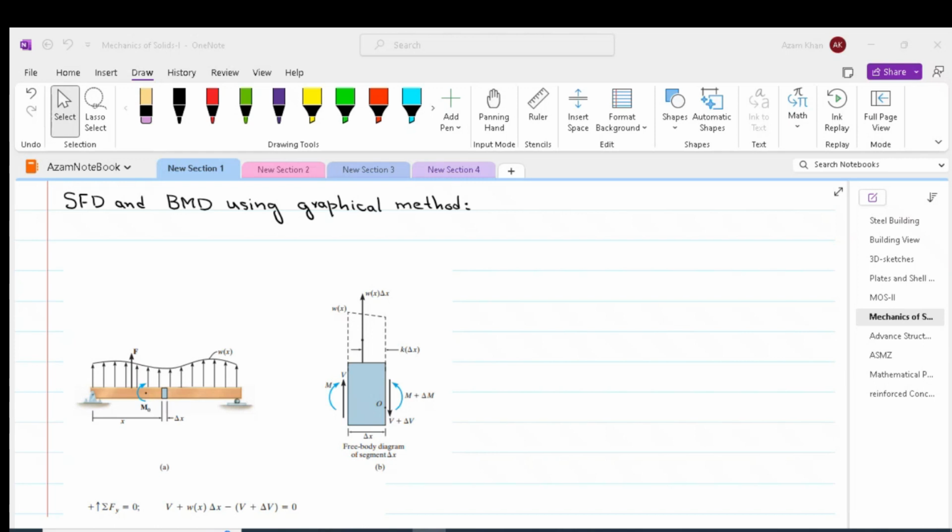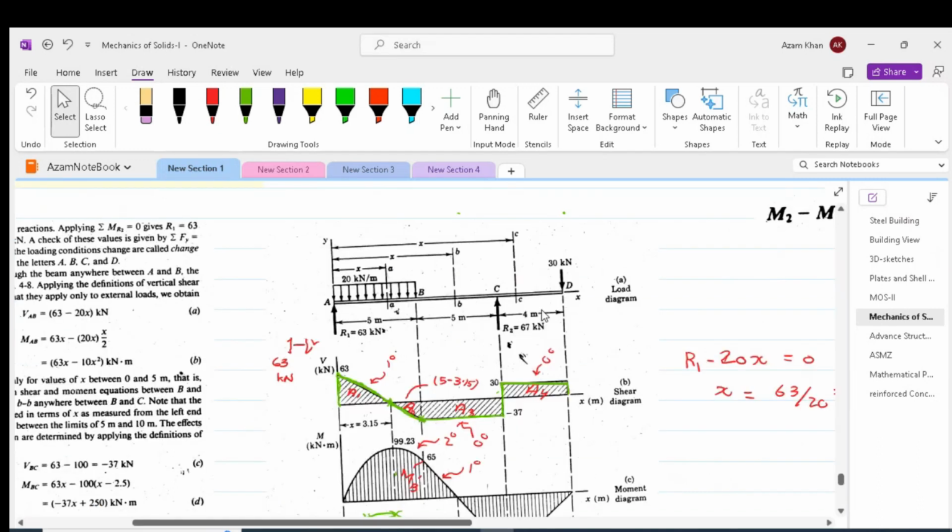In this presentation, I would like to discuss some examples which will make the concept of the graphical method of drawing shear force and bending moment diagrams more clear. Let us discuss this example whose shear force and bending moment equations we derived. We will now try to draw the shear force and bending moment diagrams using the graphical method.